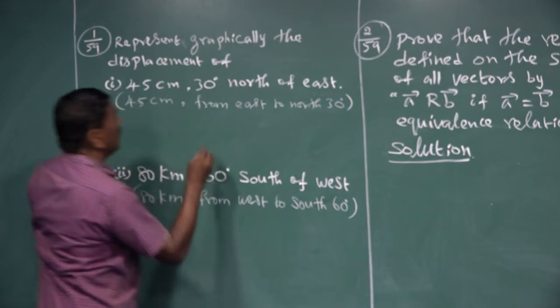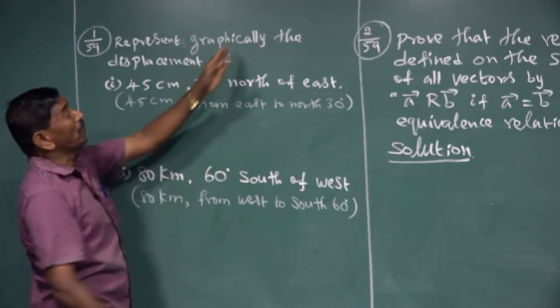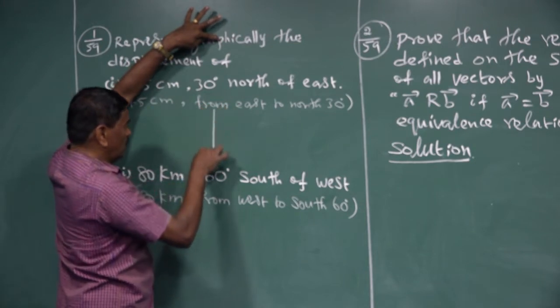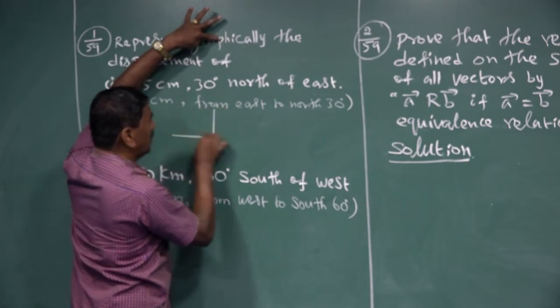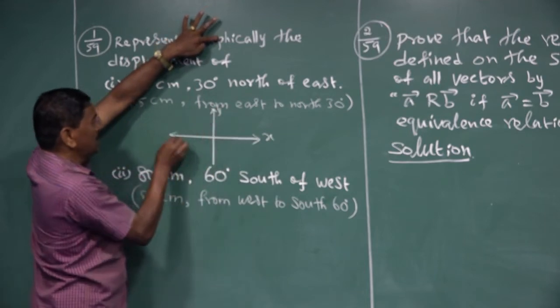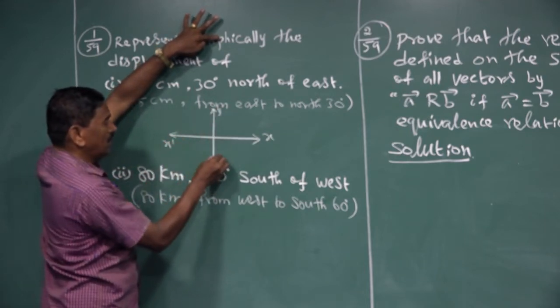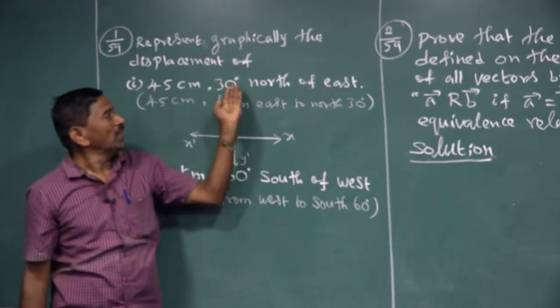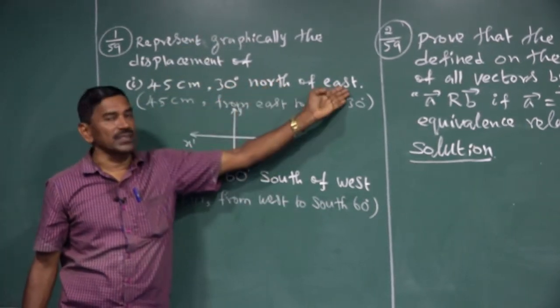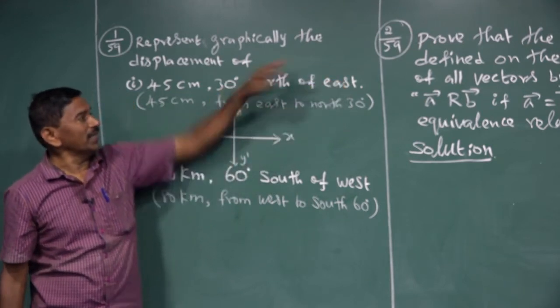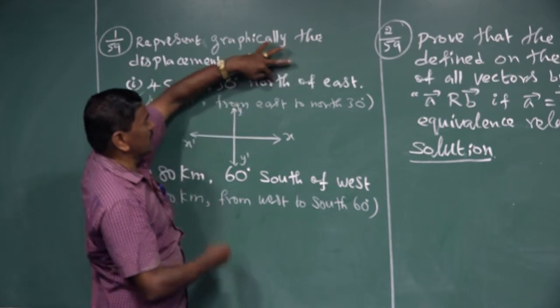Okay. Now let us draw the graph, because we want to represent graphically. Listen. Y-axis and x-axis, x dash, y dash. Now come to the question. Here 30 degree north of east, which means from east to north, 30 degree.